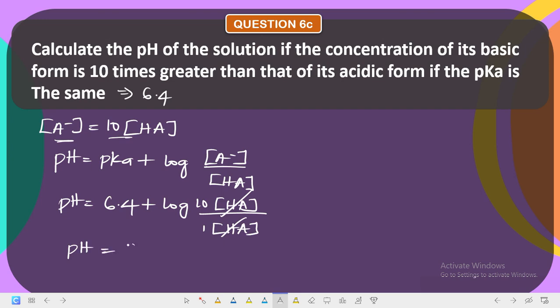So we have pH is 6.4 plus log 10. And of course, if you press log 10, your calculator is going to give us 1. Let's try it. Log 10 gave us 1. So pH is equal to 6.4 plus 1, and that will give us 7.4. So that is the solution to that question.